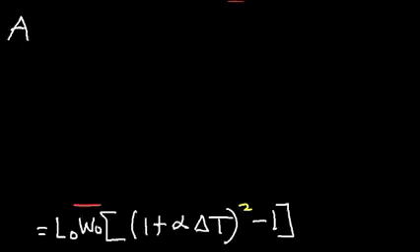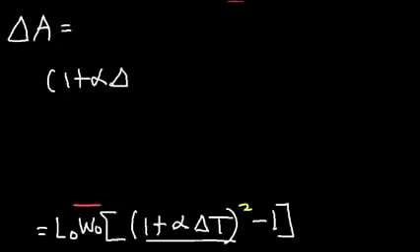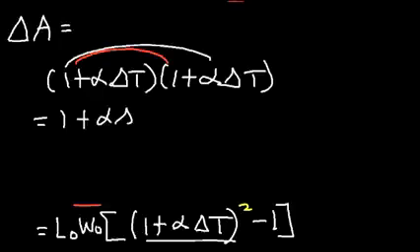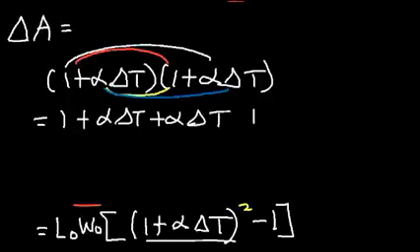So now what we're going to do at this point to find the new delta A, let's FOIL this term. So 1 plus alpha times delta T times another 1 plus alpha times delta T. It's going to be 1 times 1, which is 1. And 1 times alpha delta T, that's simply alpha delta T, plus alpha delta T times 1, which is another alpha delta T. And finally, alpha delta T times alpha delta T, that's alpha squared delta T squared.